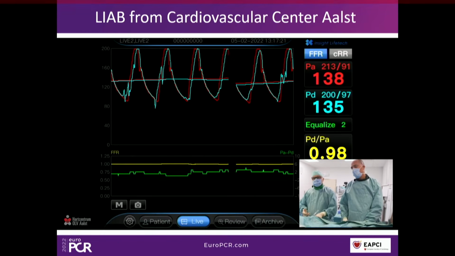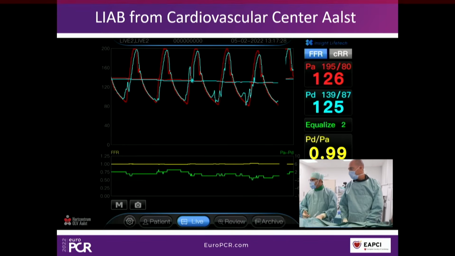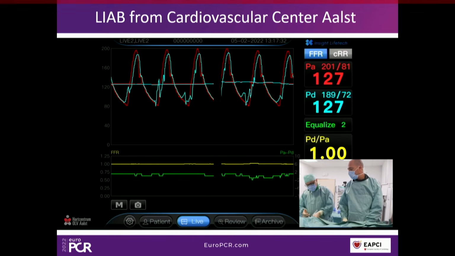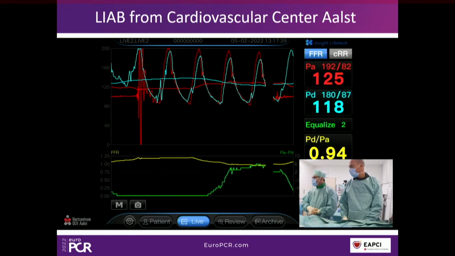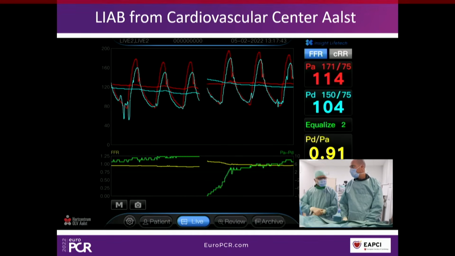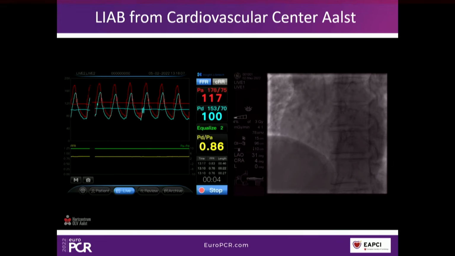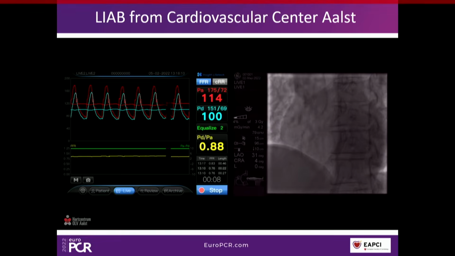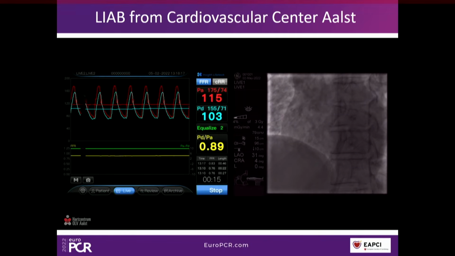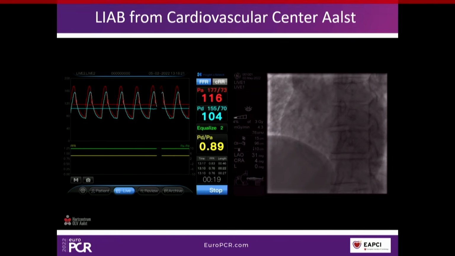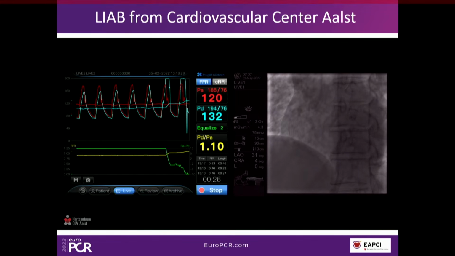Okay, so we implanted this additional stent, 2.75/28, and we are doing now, hopefully, the final functional assessment. This is the resting gradient. I will induce hyperemia. And the value is already reassuring. Indeed, an FFR post PCI approximately 0.88.